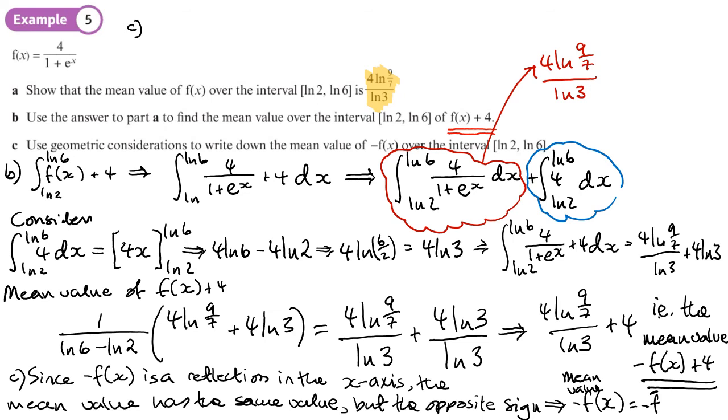It means basically just putting a negative sign in front of the mean value for a function, which is going to be a negative sign in front of 4 log 9 over 7 over log 3. So it's just going to reverse the sign there. Okay, so that will be our final answer for part C. You should now be able to do exercise 3B on pages 61 to 62 of the textbook.